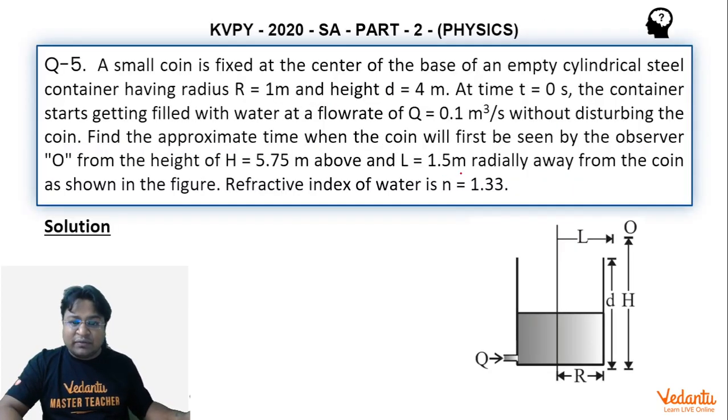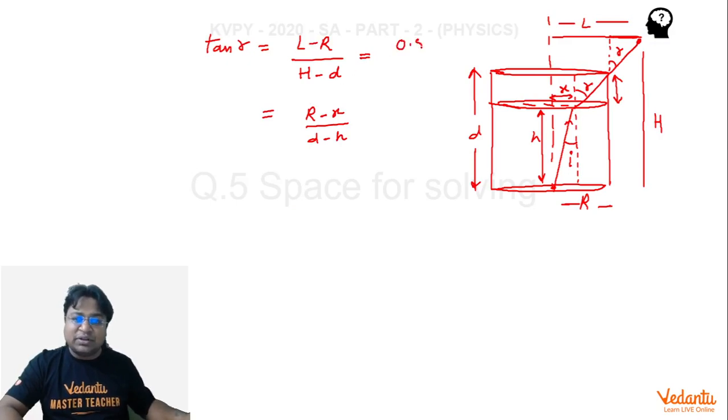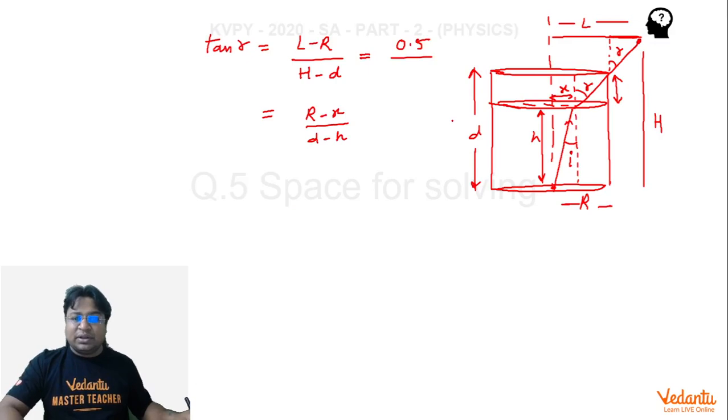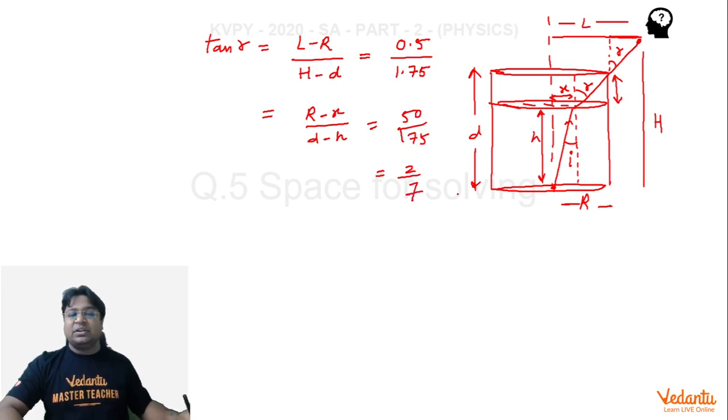L was 1.5, R was 1. So L minus R is 0.5. And then H minus D. So H is this, and where is the value of D? The value of D is 4. So difference is 1.75. Okay, so 1.75. So if I solve it, it will become 50 upon 175, which is like 2 divided by 7. Okay, so tan r is 2 divided by 7.